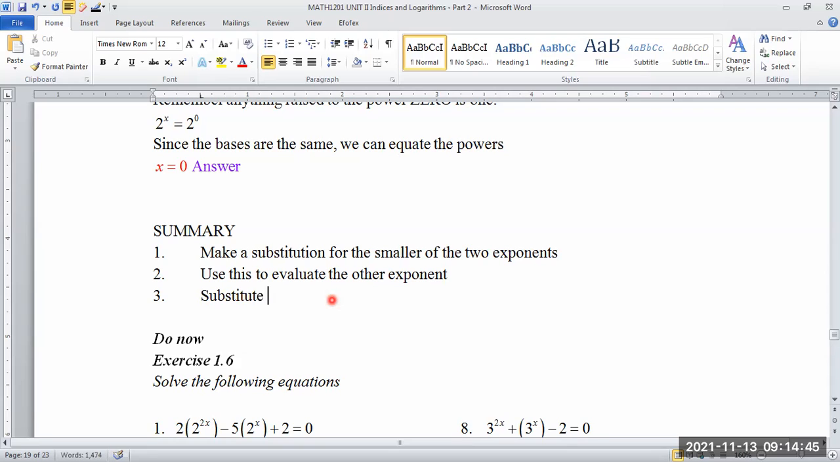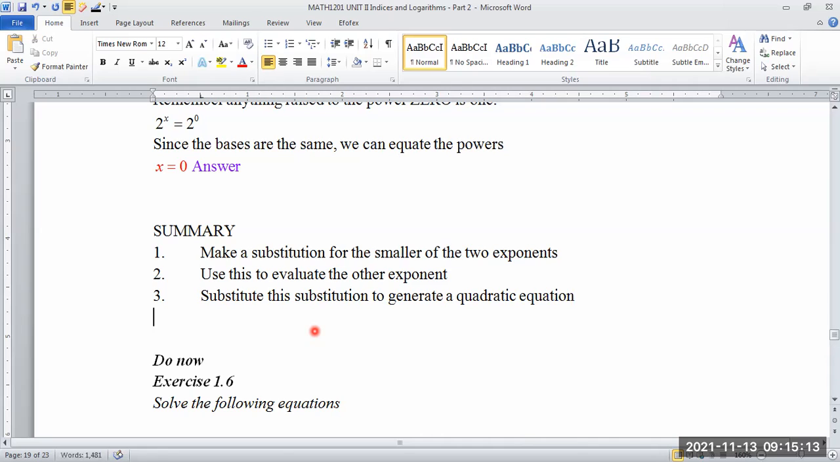Okay, so the smaller value would be 2 to the x. Remember I said exponent, so it's not just 2. The smaller one is going to be 2 to the x, and then the bigger one is going to be 2 to the 2x. Step three: use this substitution to generate a quadratic equation. Step four: you're going to solve the quadratic equation.